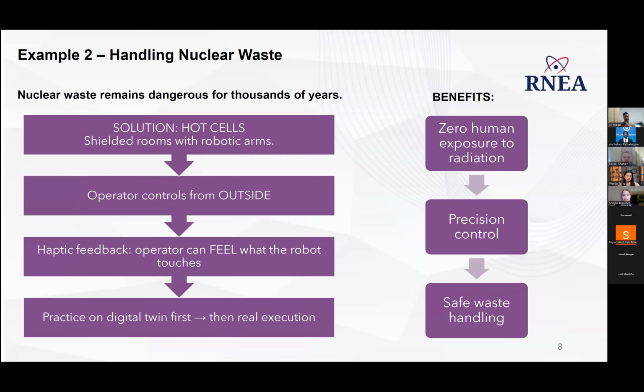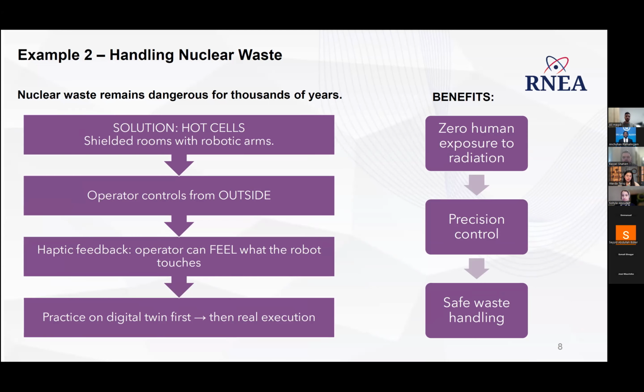Another big job is handling nuclear waste. This waste is dangerous for thousands of years. We store it in special rooms called hot cells. These rooms are behind thick walls of concrete and lead. Inside, there are robotic arms. Outside, a human operator controls them. This is pure mechatronics in action.